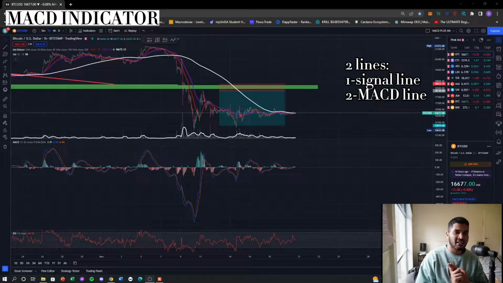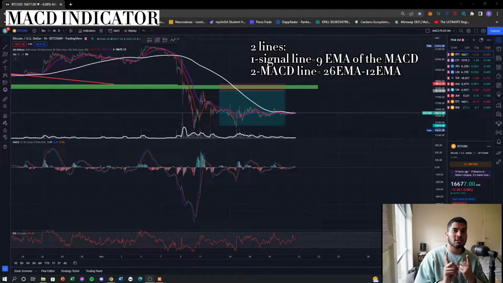How is this calculated? You don't really need to know, but if you do want to know, the MACD is calculated by deducting the 12 moving average from the 26, so 26 EMA minus the 12 EMA, and the signal line is the 9 exponential moving average of the MACD line. It's very technical, you don't really have to know about this.